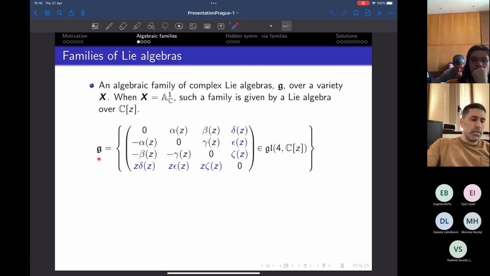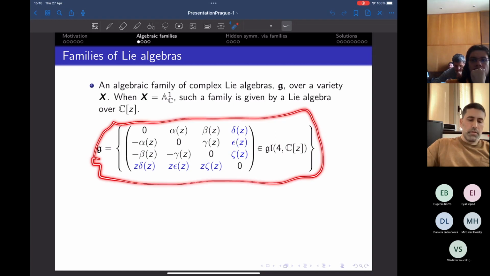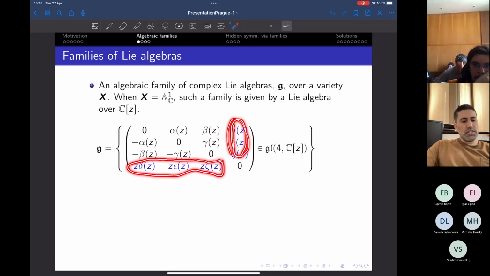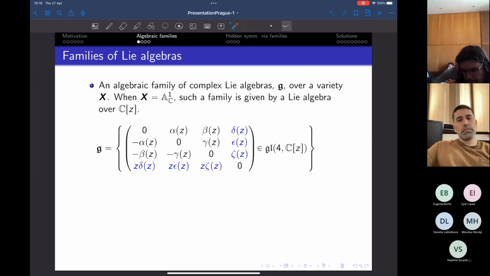But a more interesting example is this family, which you can see in front of you. All entries are polynomial functions in one variable, and there are relations: the upper left 3x3 block is skew symmetric, and in the blue part, whatever you see on this column appears transposed here, but multiplied by the variable, namely polynomials that vanish at 0. So this is an example of such a family.